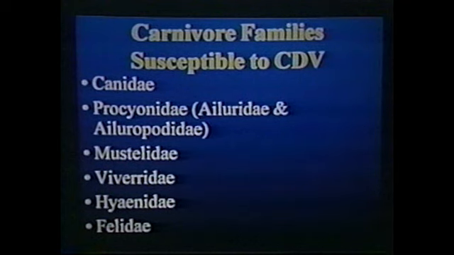The susceptible families of carnivores, as you can see, include the Canidae, Procyonidae, which includes the red panda and the giant panda, mustelids, viverrids, the hyenas, and now the felids, on which I will make some comments regarding the extension of the host range of this virus, of the canine distemper virus specifically, and morbilliviruses more generally.